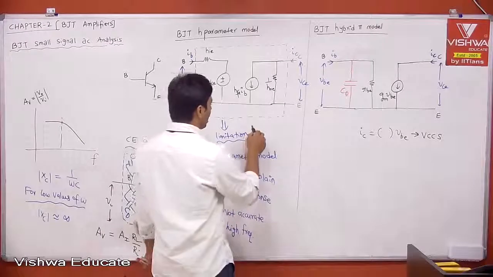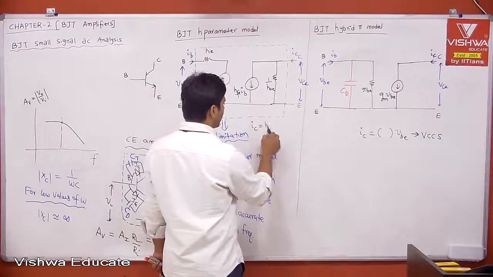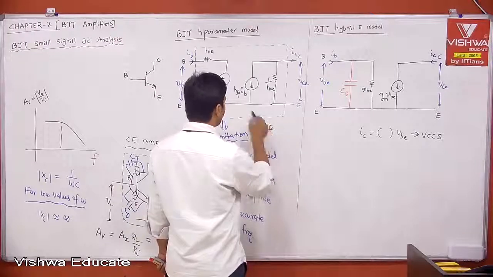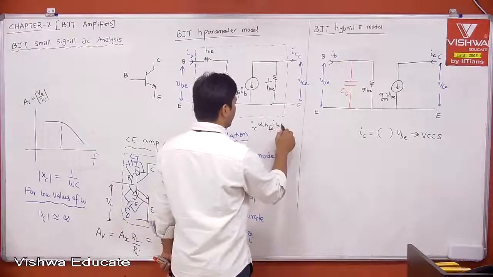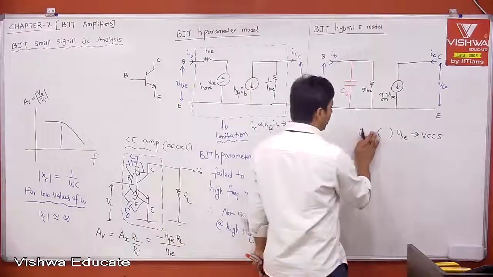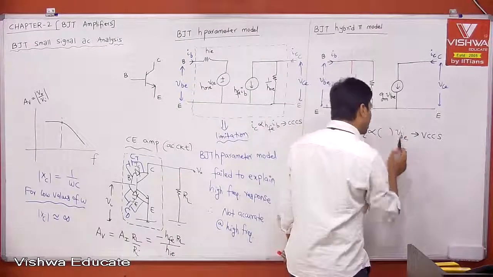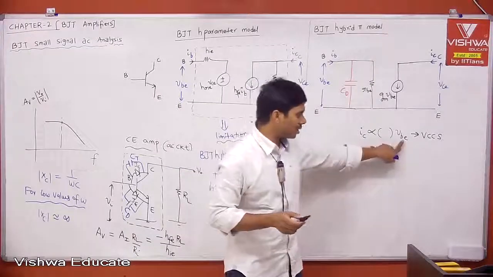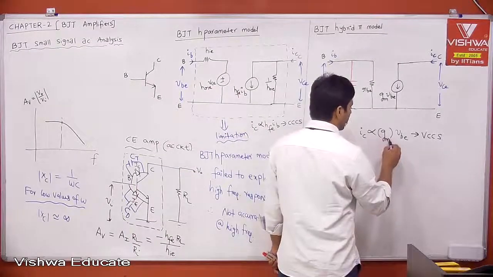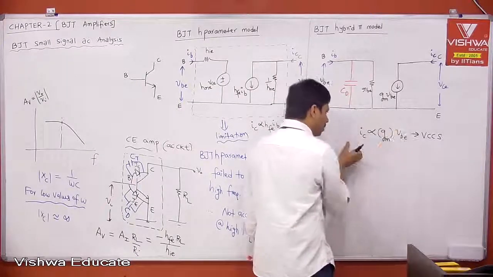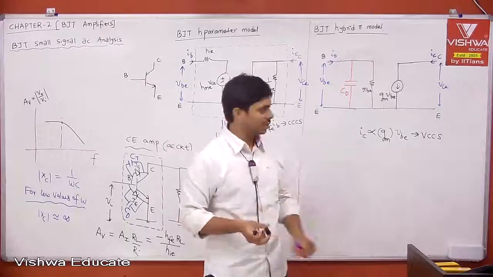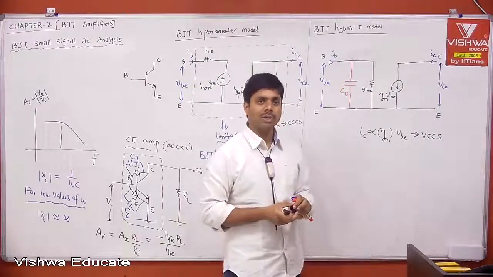But here if you see, IC is proportional to HFE into IB. Therefore, this is nothing but a current control current source, right? Similarly, your IC is also proportional to something into VBE. When I say proportional to something into VBE, that something is nothing but GM, because this is IC by VBE, output current by input voltage, transconductance. Therefore, that is the GM of your BJT.